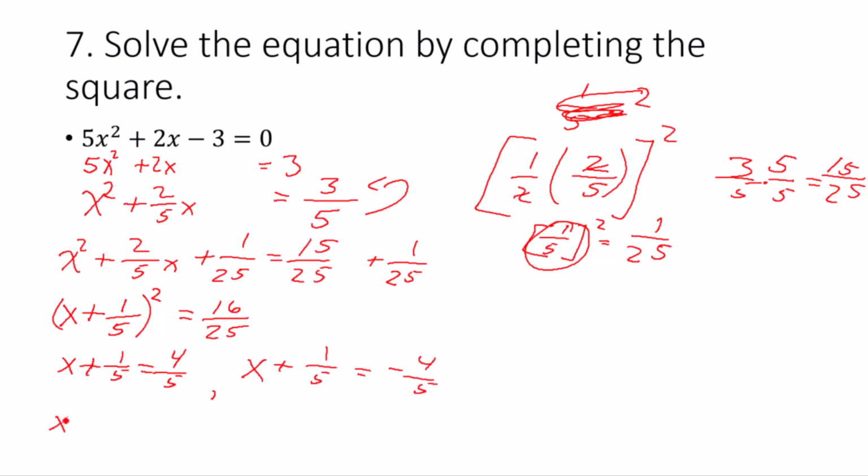On the left-hand equation, we'll subtract 1/5 from both sides, and we get 3/5 as one of our solutions. On the right-hand side, we'll subtract 1/5 again, and we'll have -5/5, or -1. If we were asked for a solution set, we put 3/5, -1, and would have a correct answer.